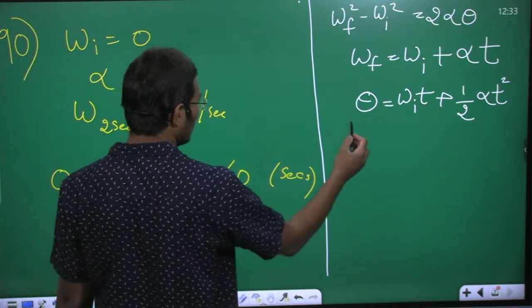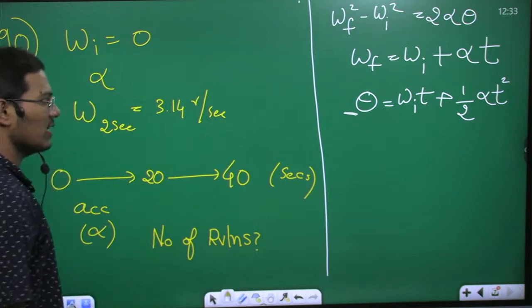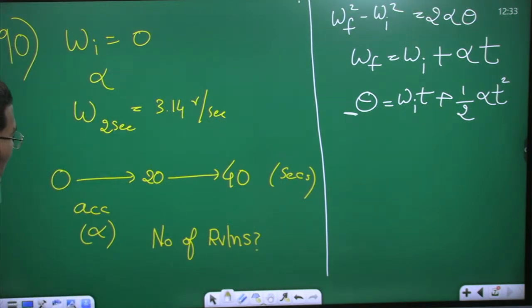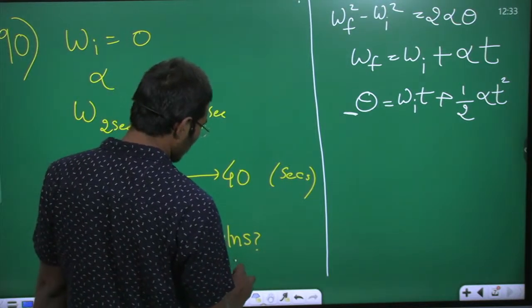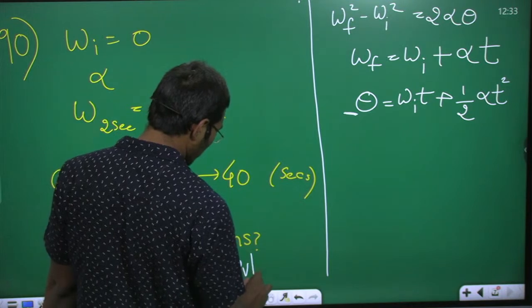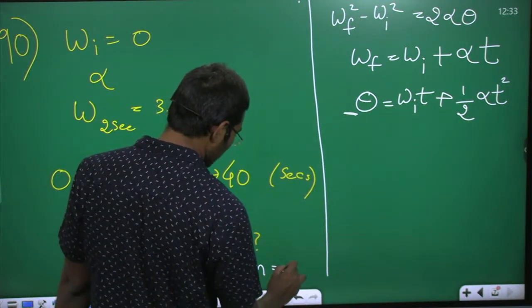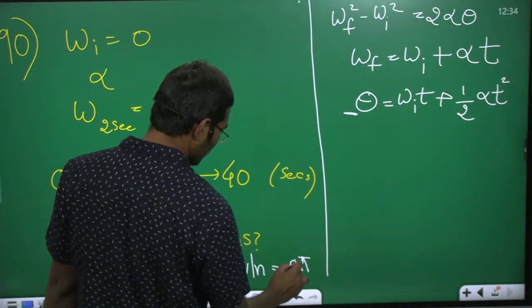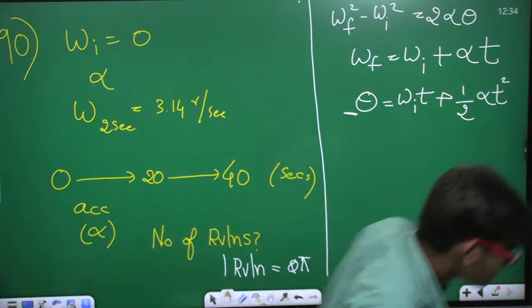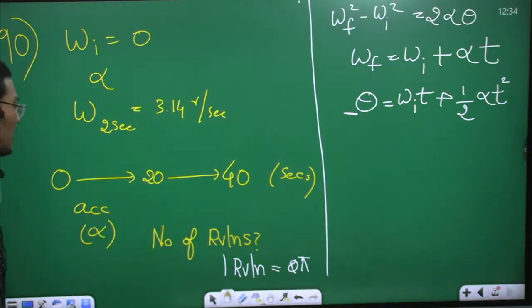We need to find theta first, and theta divided by 2 pi will give the number of revolutions, because one revolution is equal to 2 pi. So first let us find theta for 0 to 20 seconds and 20 to 40 seconds. Let us add them up and divide by 2 pi so that we get the answer.